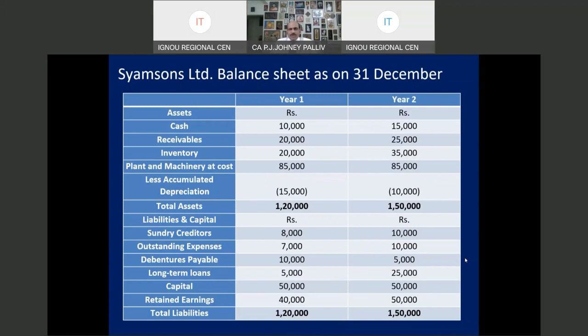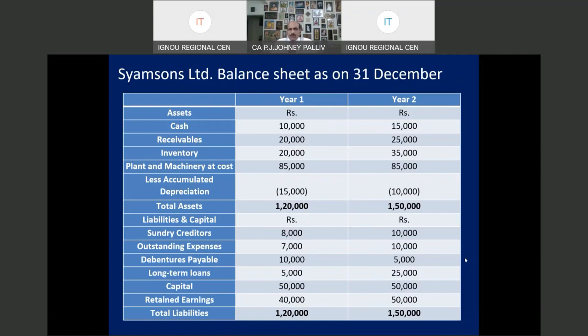Please note, original cost of machinery 85,000, year one. Original cost of machinery 85,000, year two. Accumulated depreciation 15,000, year one. Accumulated depreciation 10,000, year two. That is something which we should discuss later: why there is a reduction in the value of accumulated depreciation.